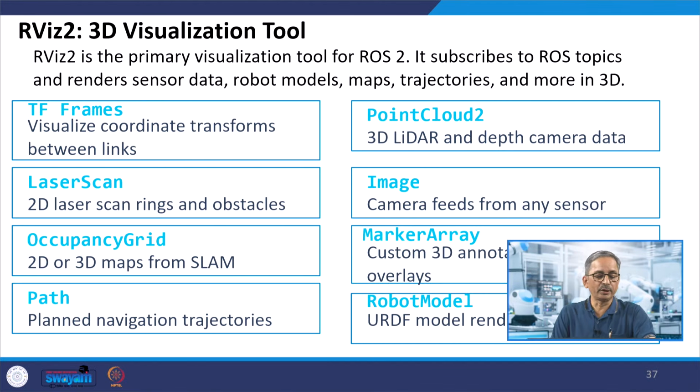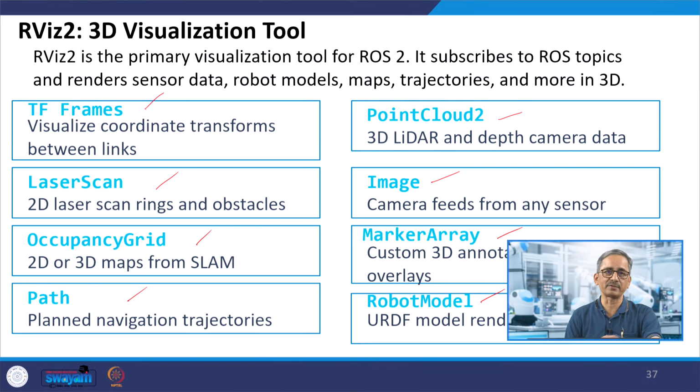So, this RViz tool is a visualization tool. It is the primary visualization tool for ROS 2. It subscribes to ROS topics and renders sensor data, robot models, maps, trajectories and more in 3D. Some of its features are TF frames, point cloud, laser scan, images, occupancy grid, marker array, path, as well as the robot model.